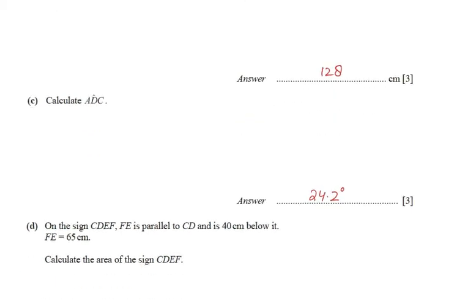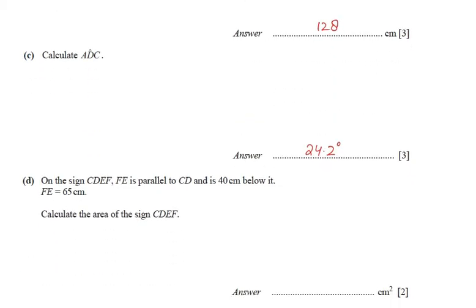Now the last part of this question is on the shape CDEF. EF is parallel to CD and is 40 centimeters below it. EF is 65 centimeters. Calculate the area of the shape CDEF. First we will check the shape CDEF and which two sides are parallel. FE is parallel to CD.